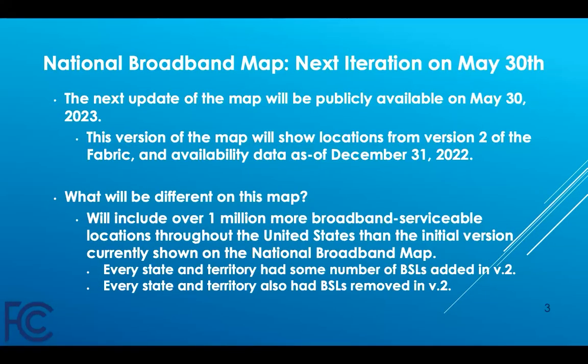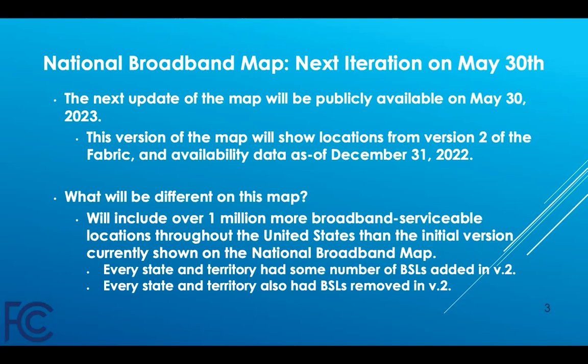So I've mentioned, and as Paloma started us off with, the next iteration of the map will be released on May 30th. And this is an update that will reflect those new Fabric additions, as well as that updated availability data. So what will be different? We're going to have over 1 million more broadband serviceable locations throughout the United States than what was included in the initial version that was released last November.